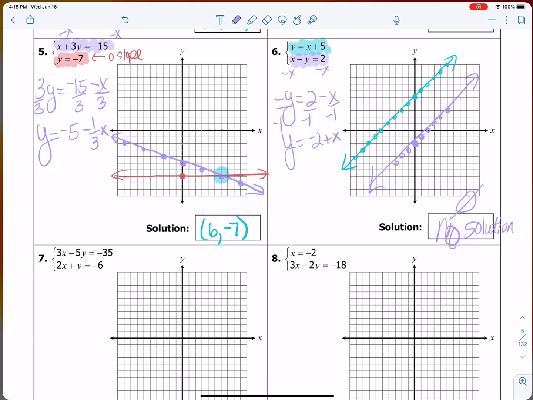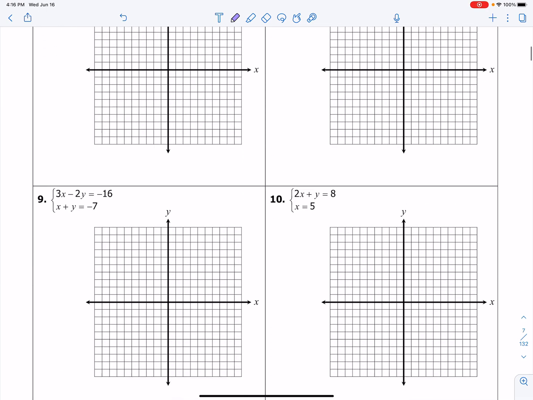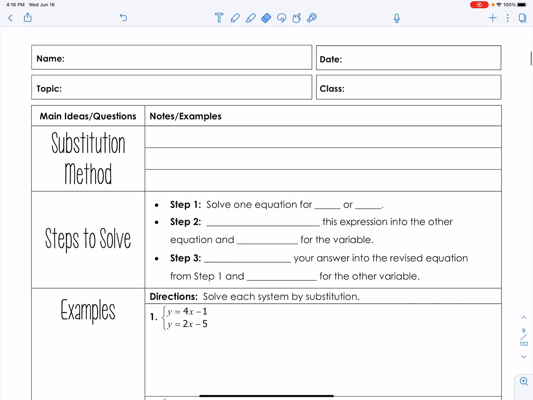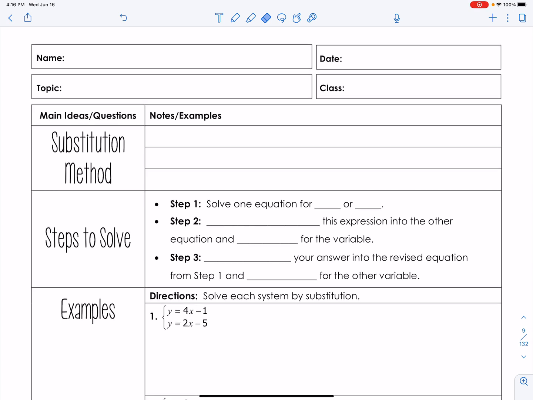All right, the next method that we're going to talk about is substitution and elimination. So we're going to start with substitution, and this is the method of substituting one equation into the other.